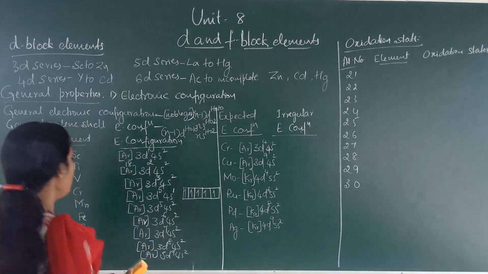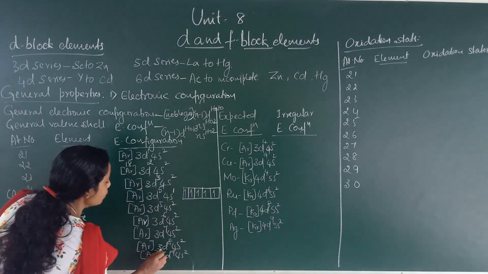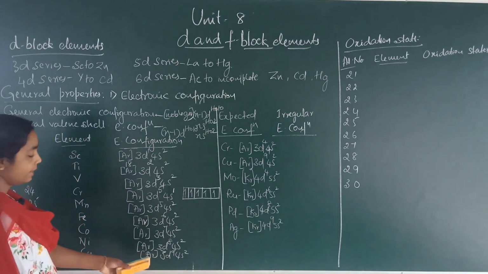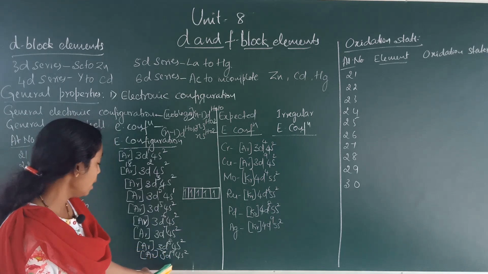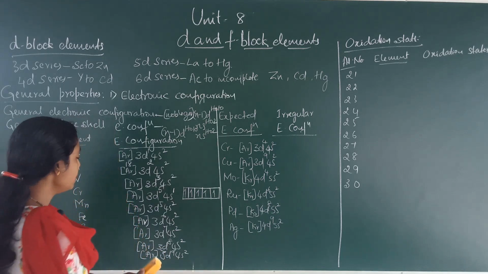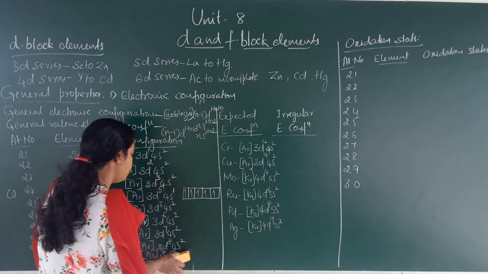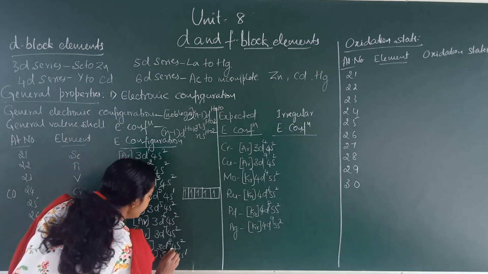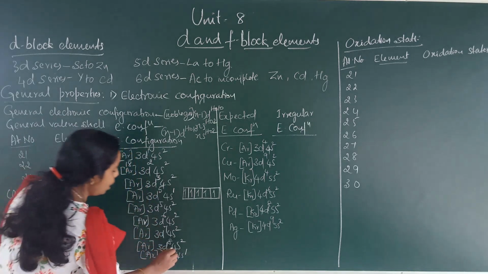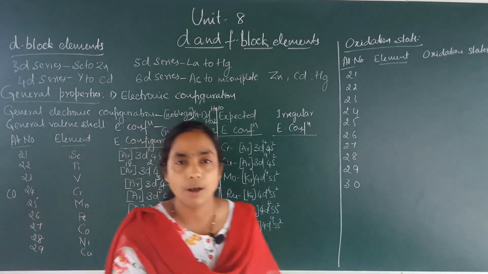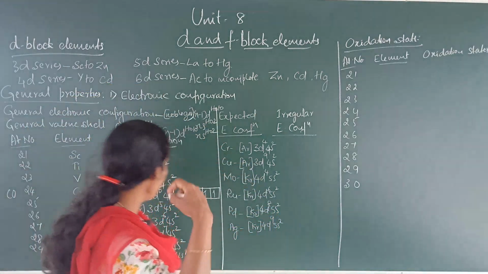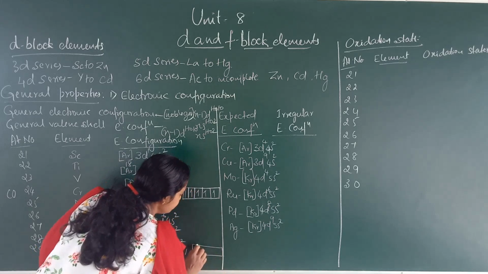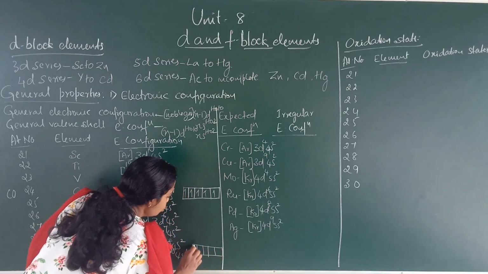If you follow the electronic configuration of nickel, we have to write the electronic configuration of copper as argon 3d9 4s2. But the actual electronic configuration of copper is argon 4s1 3d10. This is because if I write the electronic configuration of copper as 3d10 4s1, then all the d orbitals contain 2 electrons each.